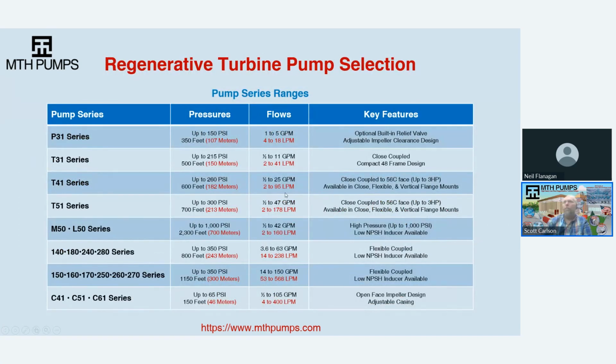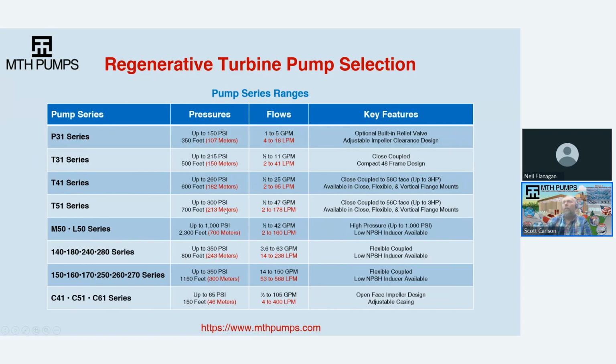Your basic product line for MTH, we have our close coupled pumps, our P31, T31, T41, and T51. And then we have our multi-stage pumps, which are for the most part flex coupled. Some of our M series are close coupled, but also flex coupled. And then we do have a line of centrifugal pumps called our C series. It's a 4-inch, 5-inch, and 6-inch.